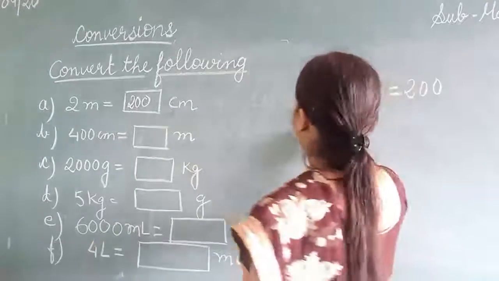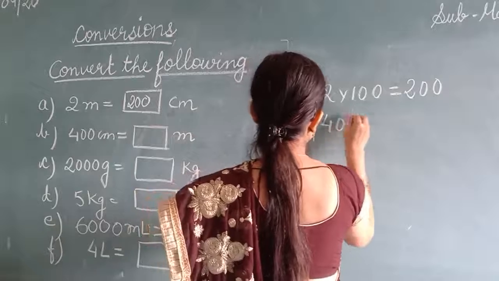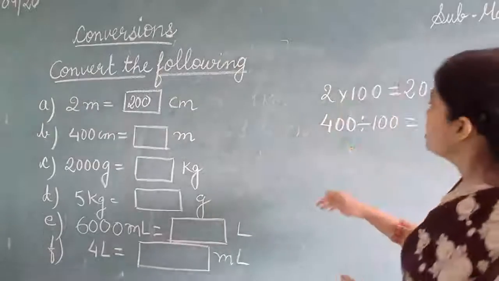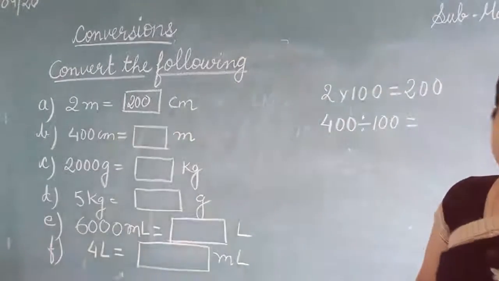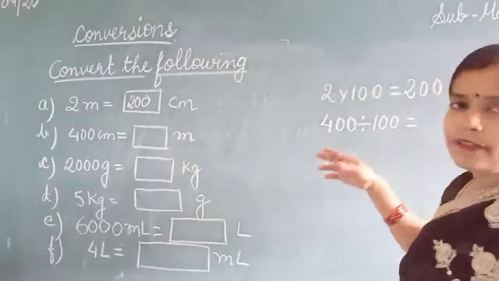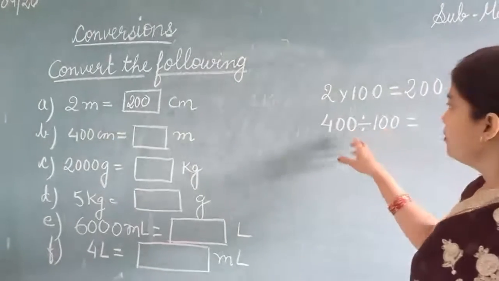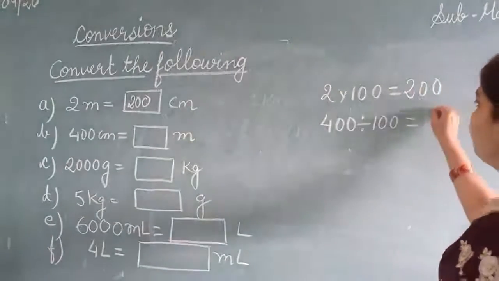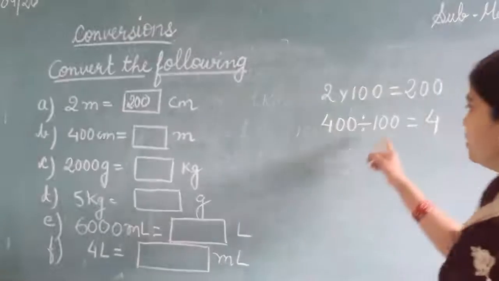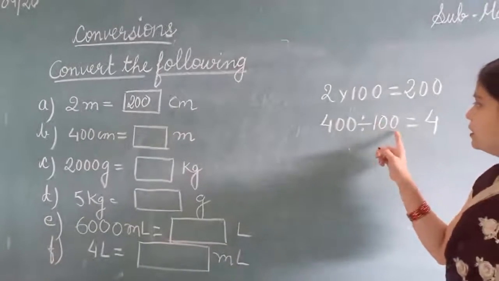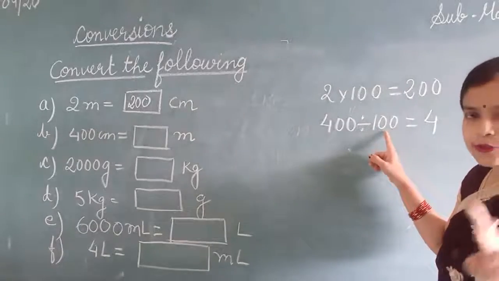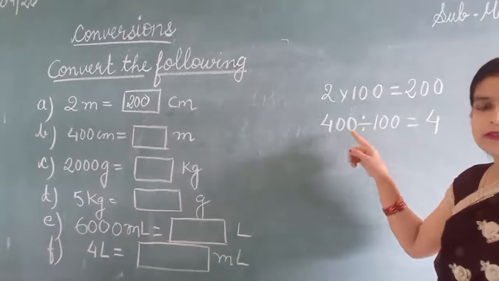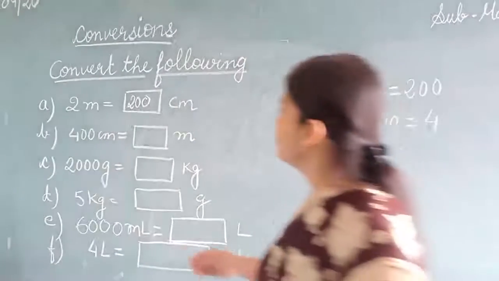And children, when we are dividing any number by 100, we are just removing the number of zeros. Here it is 400 and we are dividing by 100, which has 2 zeros, so we will remove the 2 zeros from here. So here it will be only 4. I have to divide the number by 100, and 100 has 2 zeros to the right of 1, so I have to remove 2 zeros from this number. So simply we have removed 2 zeros. So it is 4 meter.